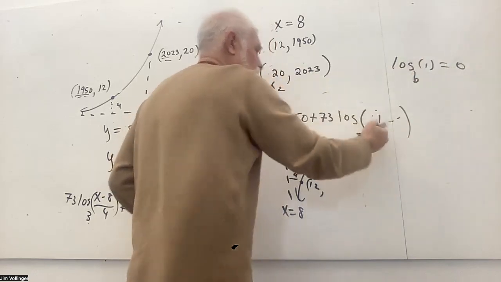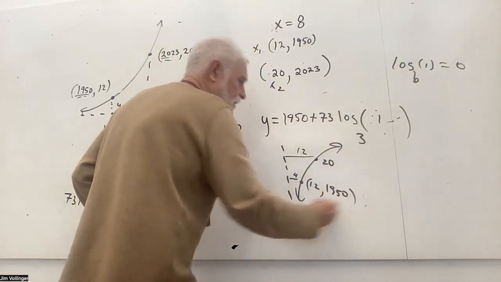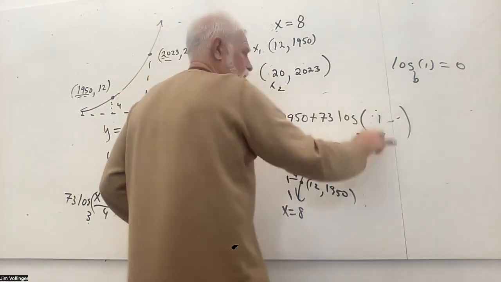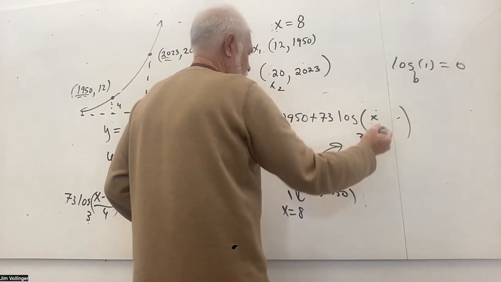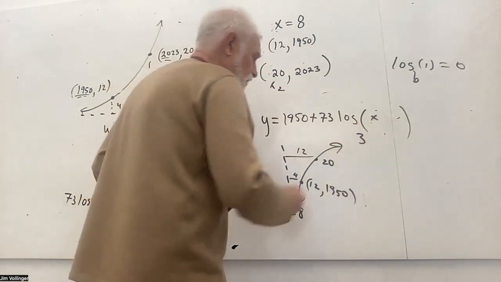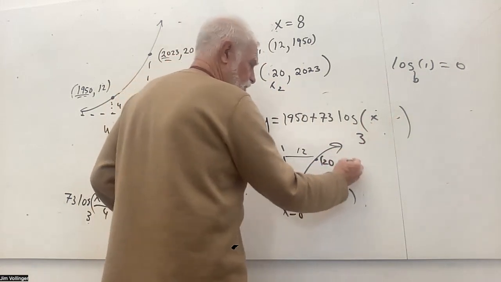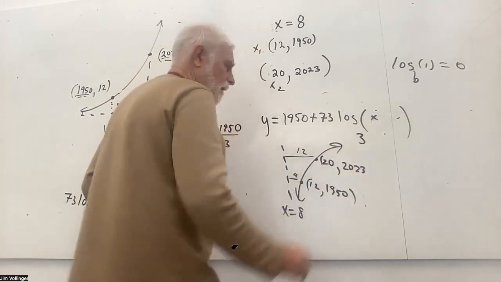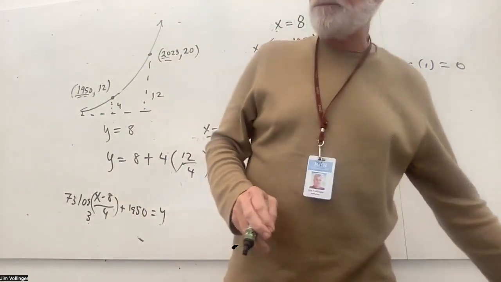Log base b of 1 is 0. 0 times anything is 0. That gets us our 1950. And dropping in a 20, I guess I got to get back to x. I'm not going to do it again. But 20 gets you 73, 2023. All right, and I lost track of where I was there. All right, so that's your second practice.